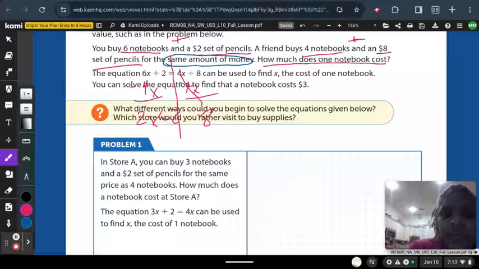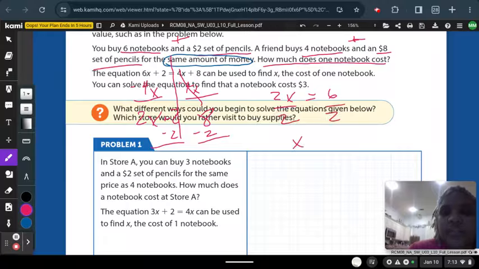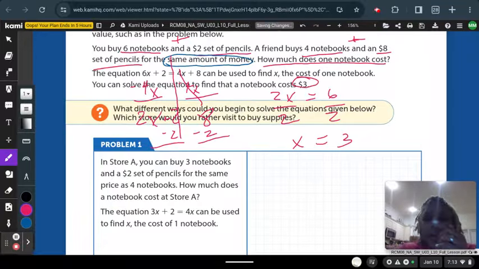Now this is 2X plus 2. I'm going to subtract 2 from both sides. And now I'm left with 2X equals 6. Dividing both sides by 2, X equals 3, which is how they got the cost of $3. Okay. So the whole goal is to have variables on one side, constants on the other.